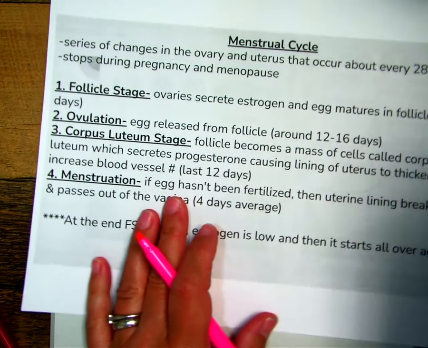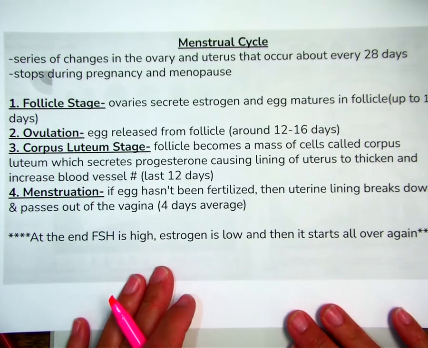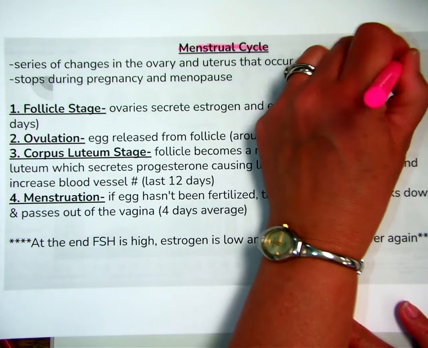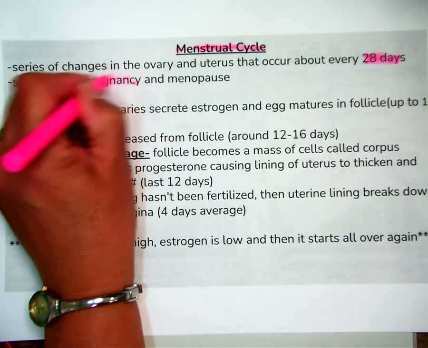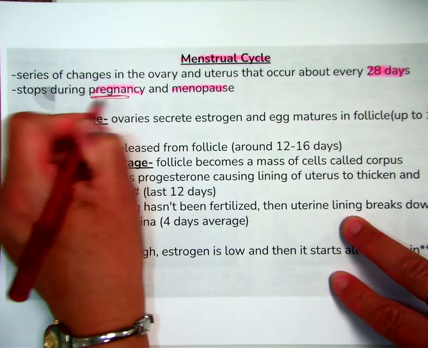All right, so you have to know the menstrual cycle. What's happening inside this uterus in the female reproductive tract? On average, it occurs about every 28 days. But it's different for different people. All right, so it depends. It stops twice. It stops during pregnancy and menopause. Underline that. That's often on the Regents.